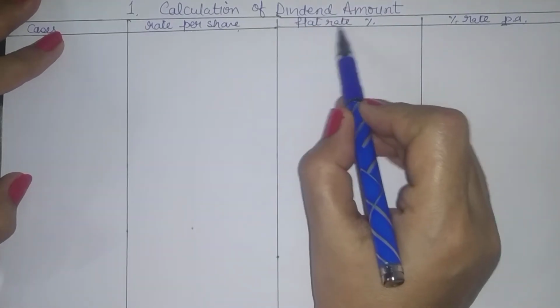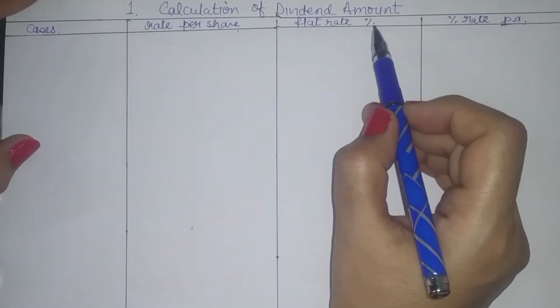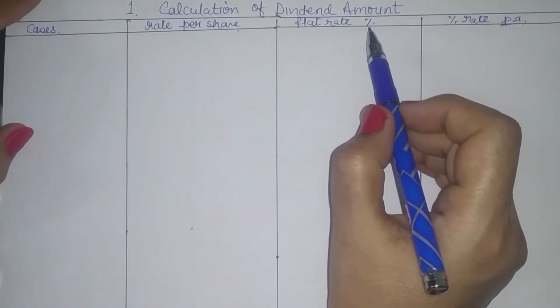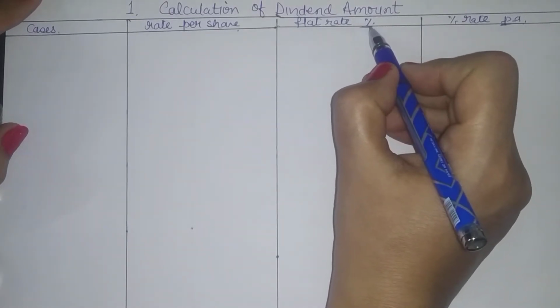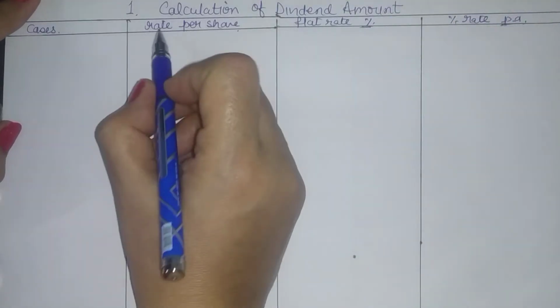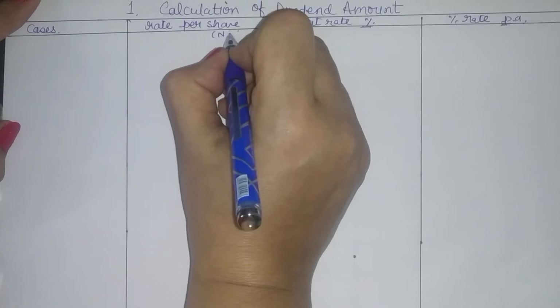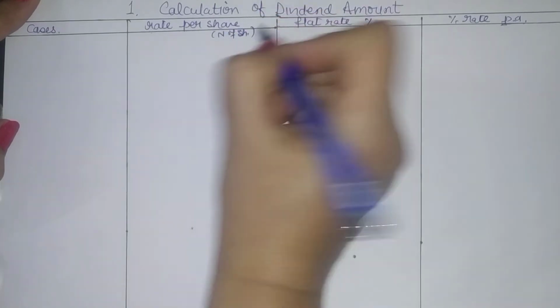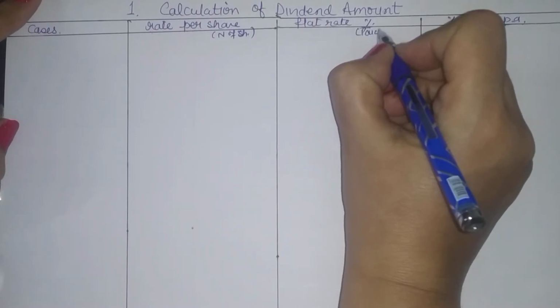Another is flat rate percentage. When a percentage is given, like the company is giving dividend of 10%, 5%, a flat rate implies that a direct rate should be applied to paid up share capital. So whereas rate per share is applicable on the number of shares, percentage is applicable on paid up share capital.